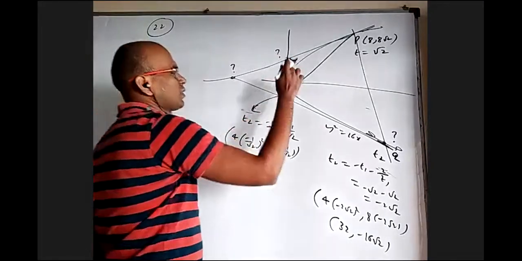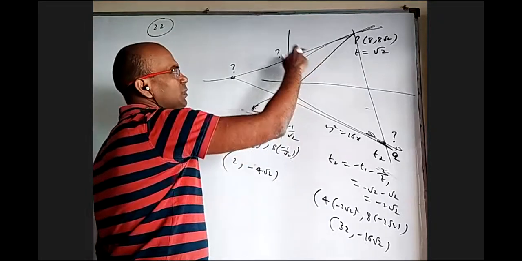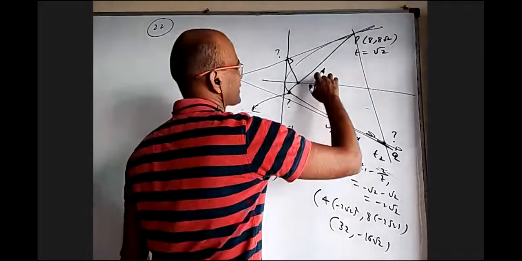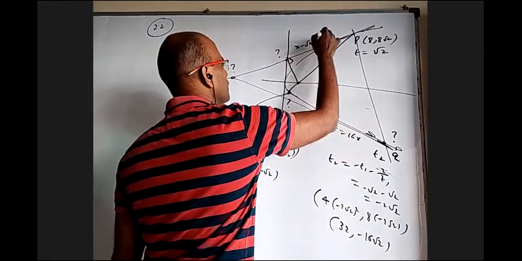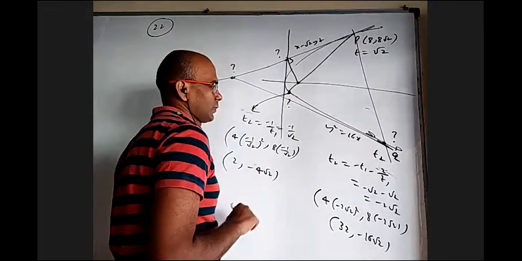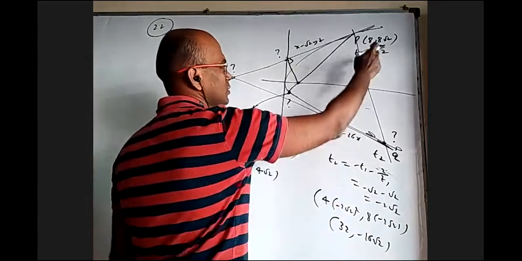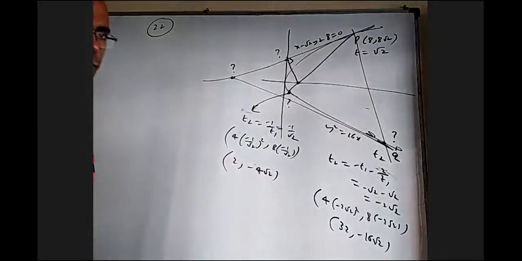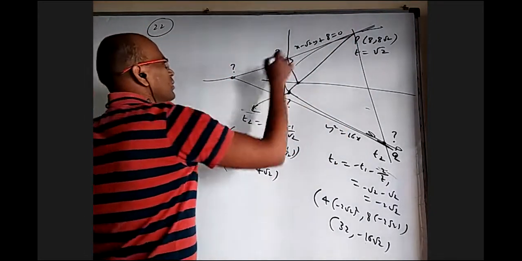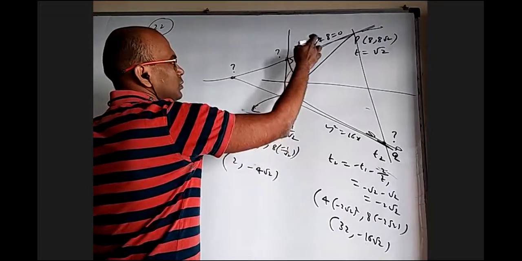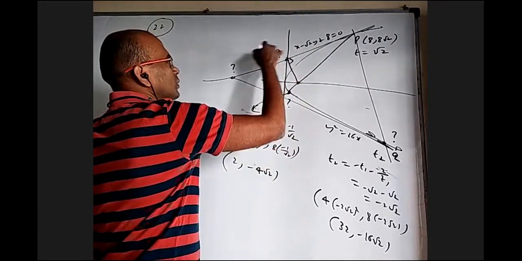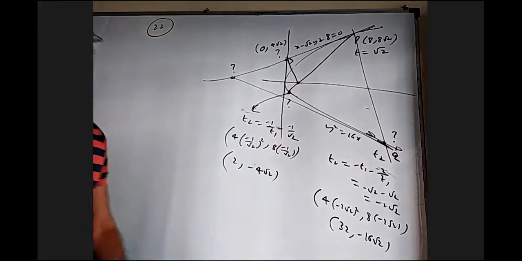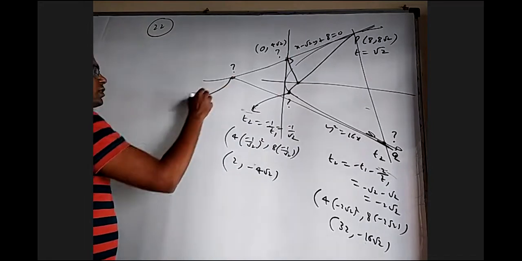What is this? They wanted the foot of the perpendicular from the focus on the tangent here, and what is the tangent? x minus t y plus a t square: x minus root 2 y plus 8, since a is 4, equal to 0. Because that is the tangent. If you want the x-intercept, put y equal to 0, or put x equal to 0, you get 0 comma 4 root 2. At the last, they asked this one.